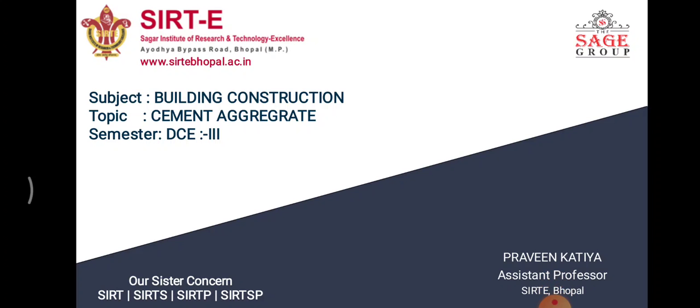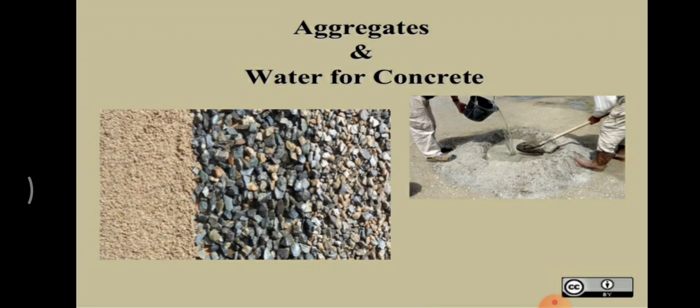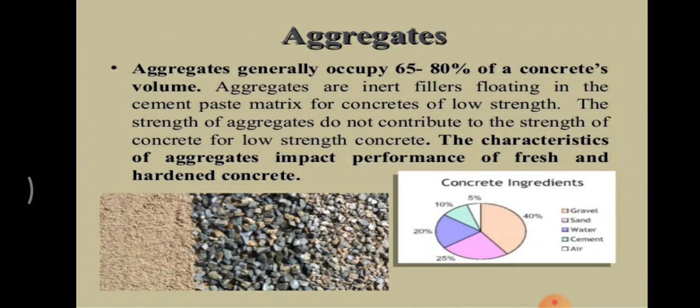Now we are talking about the subject of building construction, and the topic is cement and aggregate. This is about aggregate and water for concrete. Now, aggregate generally occupies 65 to 80% of concrete volume. Aggregate is an inert filler floating in the cement paste matrix. For concrete of low strength, the strength of aggregate does not contribute to the strength of concrete. The characteristics of aggregate impact the performance of fresh and hardened concrete.